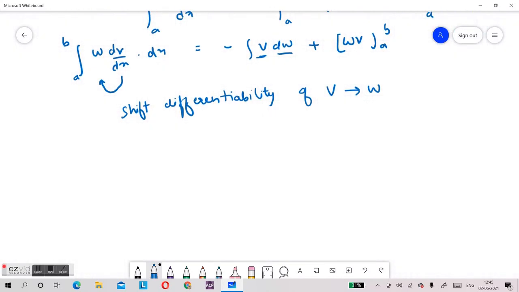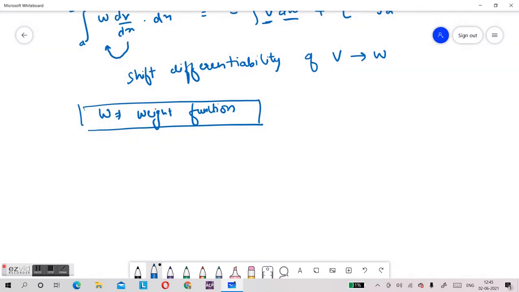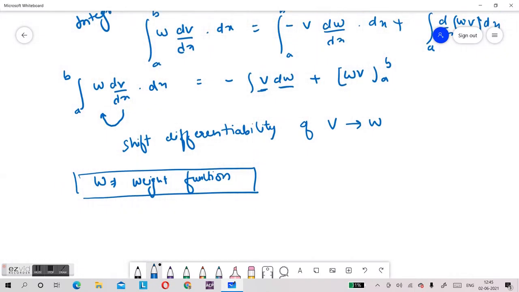And what is w here? w will be the weight function. What is a weight function? We will learn it later when we start solving our problem with the help of Rayleigh's method. Then this term will come, and you will get it. So this is integration by parts, and we will use it in our formulation.